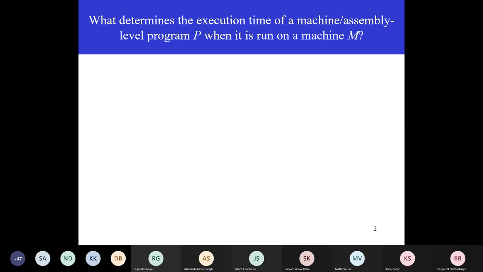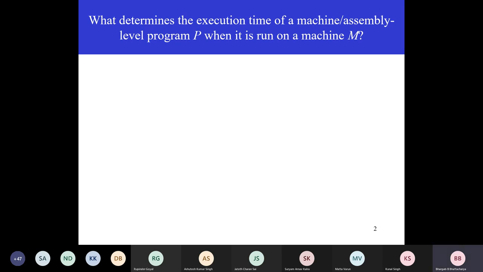Well, so let us go through the same slide which we discussed in the previous class. So here is a fundamental problem. You have a program P written in assembly language, and you have a processor or a machine M, and you want to make a time estimate of how much time would be needed by the program P when it is run on the machine M. Because understanding of the fundamentals would be useful in order to improve the performance of the machine, right?